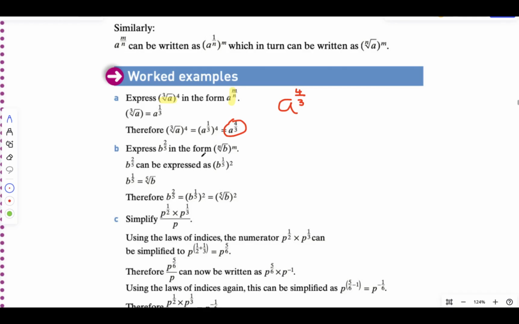Is that okay? So express this one, b raised to power 2 over 5, in this form. For this one, the denominator will form the root. What's the denominator of the power? The denominator of the power is 5. So we find the fifth root of b and we raise it to power 2. The numerator will form the power. Is that okay? That's that for that.